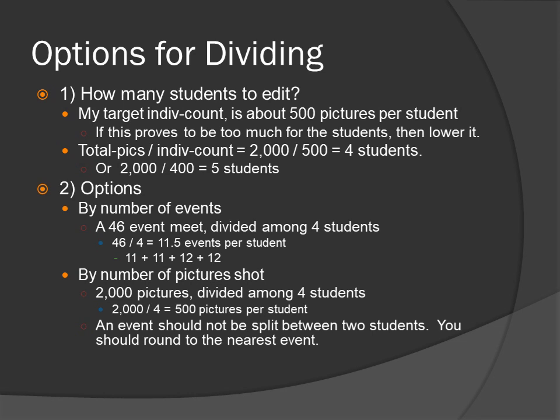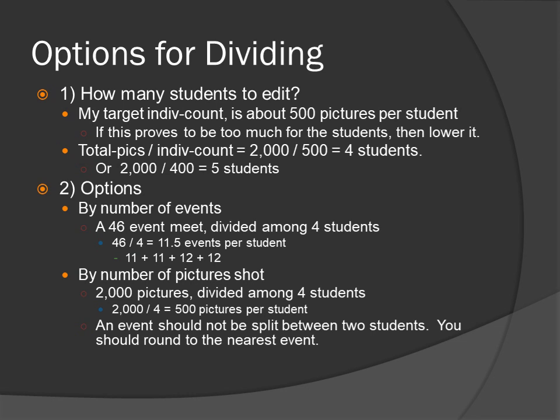Next step, option by number of events. A 46 event meet divided among 4 students. 46 divided by 4 equals 11.5 events per student. So you have your 4 students: 11, 11, 12, and 12, which is 46.